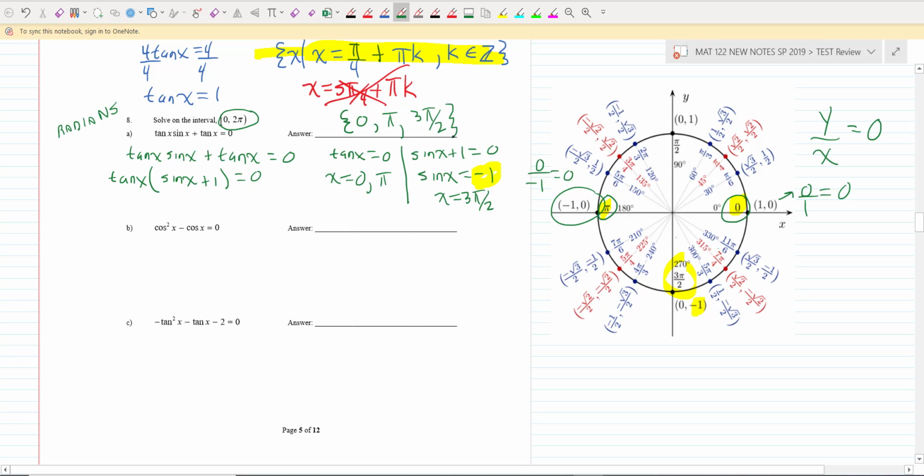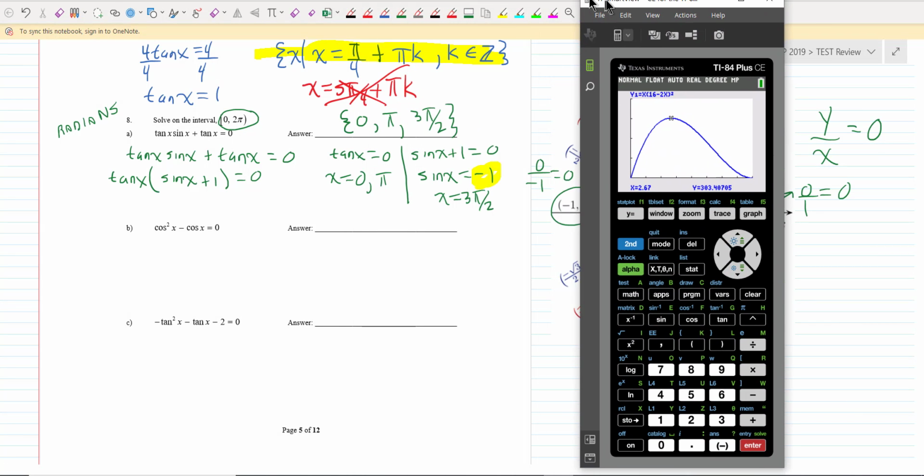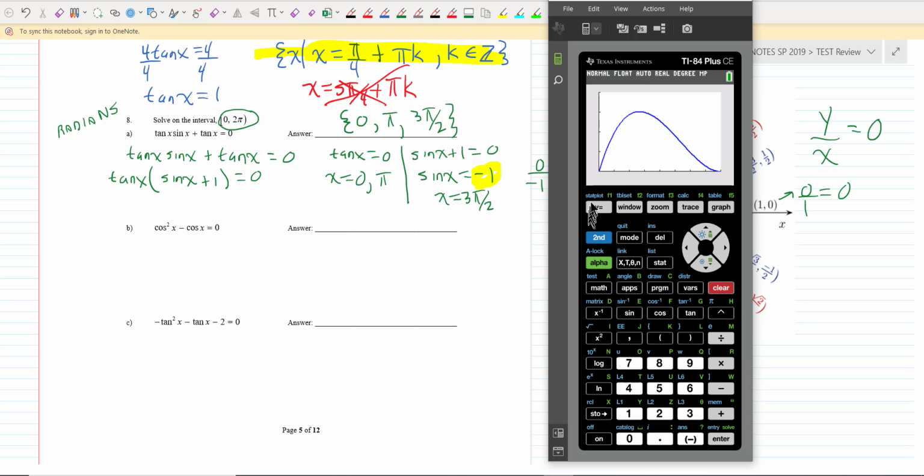Okay, now one thing that's always worth showing, at least on some of these problems, is that a graphing calculator can actually check the answer to this problem pretty easily. So I'm going to put my calculator in radian mode and just show this to you. We're going to graph just the original problem, which was tan x multiplied by sine x, and then plus tan x. The window just needs to go from 0 to 2 pi since we're solving on that.